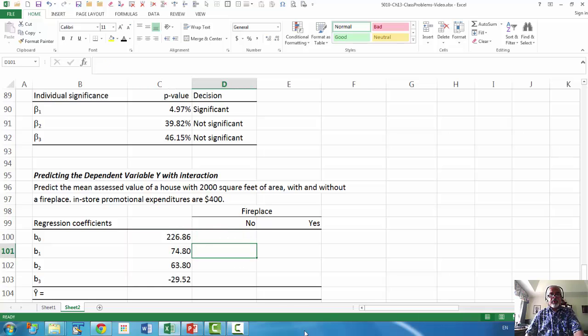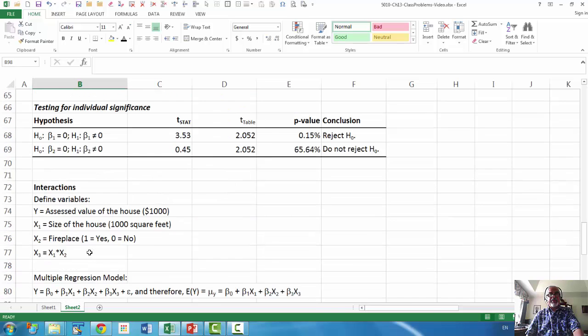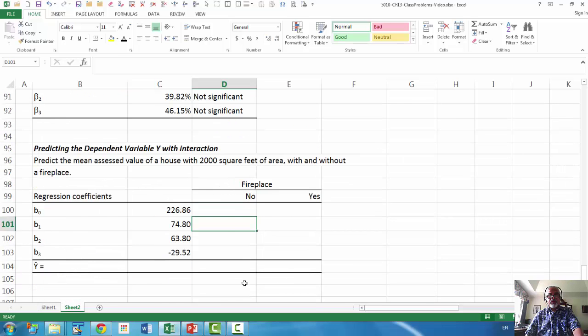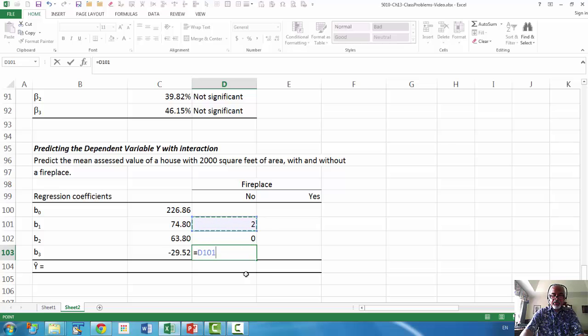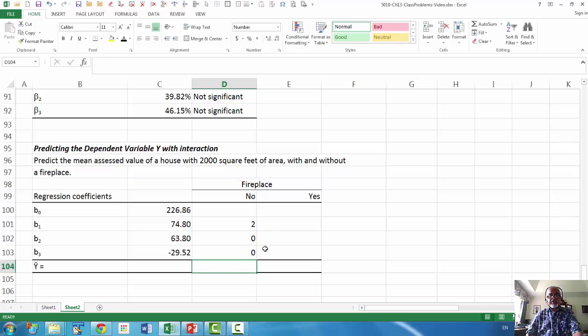So for the first case, there is no fireplace and we are considering 2000 square feet, and then with a fireplace. In this case, x sub 1 value is 2, x sub 2 is 0, and then we multiply x sub 1 with x sub 2 to get the x sub 3 value. Here it is 2 and 1, and once again we multiply x sub 1 and x sub 2 to get the x sub 3 value.